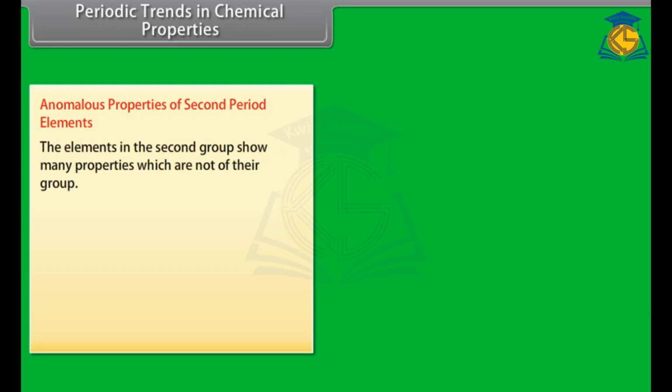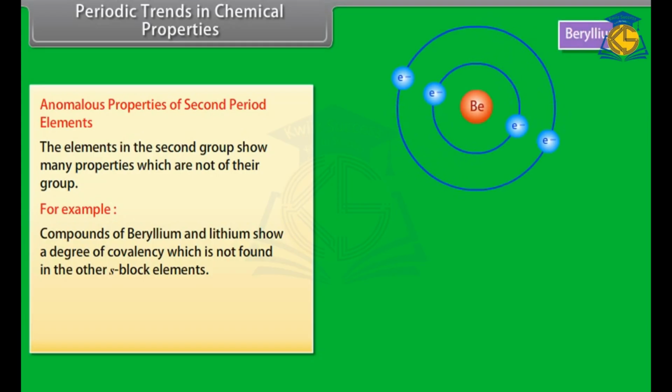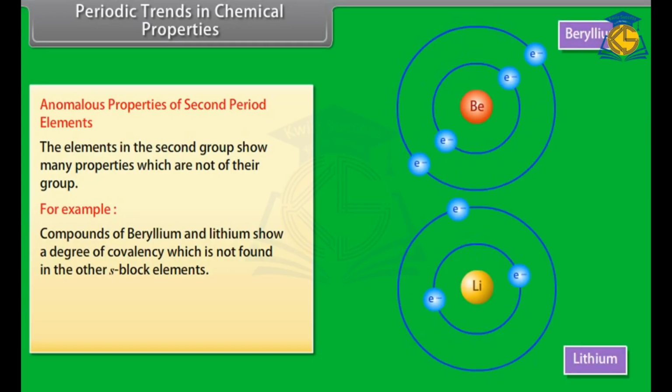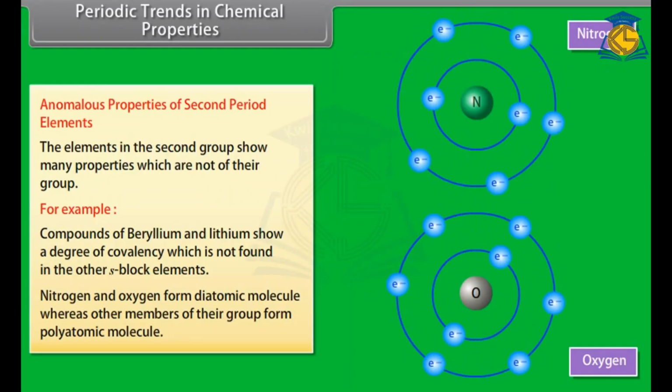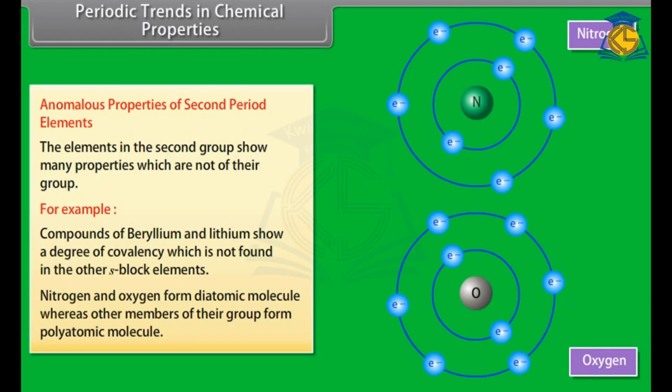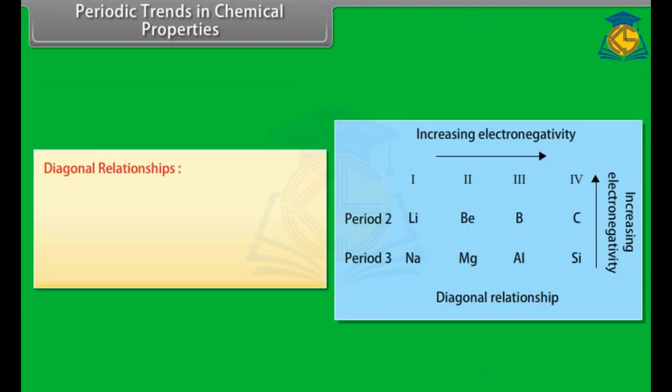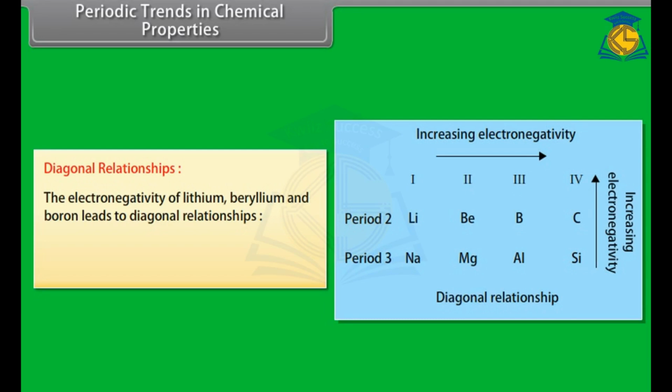Anomalous properties of second period elements. The elements in the second period show many properties which are not shown by the other members of their group. For example, compounds of beryllium and lithium show a degree of covalency which is not found in the other s-block elements. Nitrogen and oxygen form diatomic molecules, whereas other members of their group form polyatomic molecules. Diagonal relationships. The electronegativity of lithium, beryllium and boron leads to diagonal relationships. Lithium is strikingly similar to magnesium, beryllium to aluminum and boron to silicon.